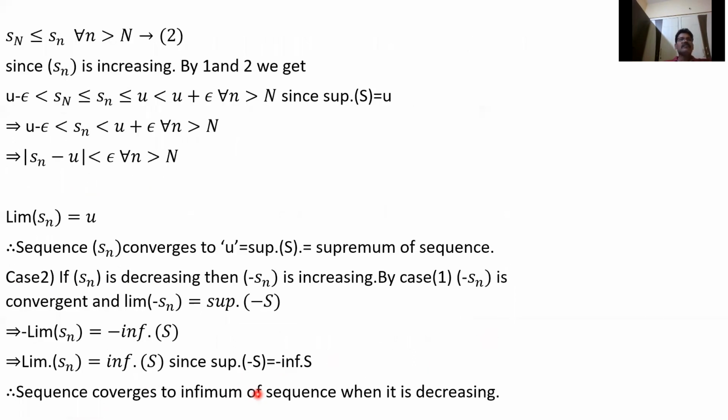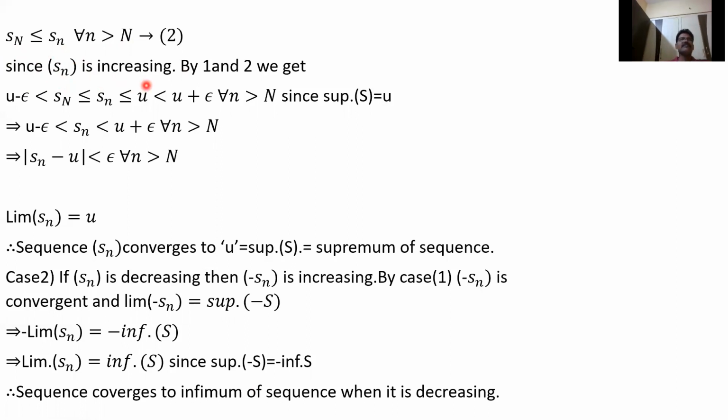Since Sn is increasing, S capital N is less than or equal to Sn for all n greater than N. Increasing means, for example, if capital N is 2 and small n is 4, that means S2 is less than or equal to S4. So since Sn is increasing, S capital N is less than or equal to Sn for all n greater than N.